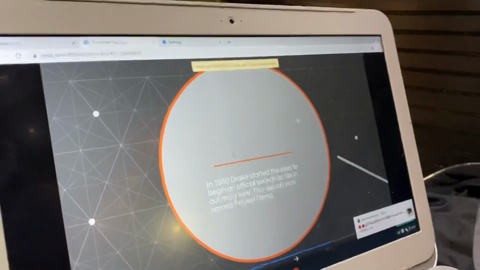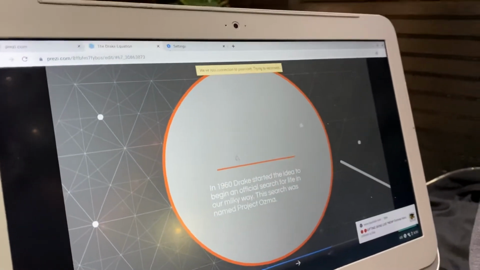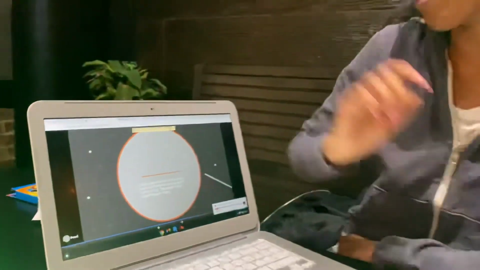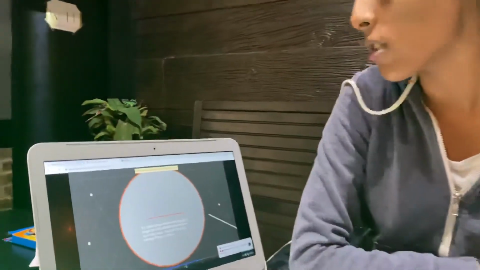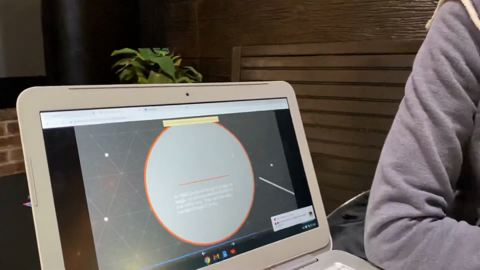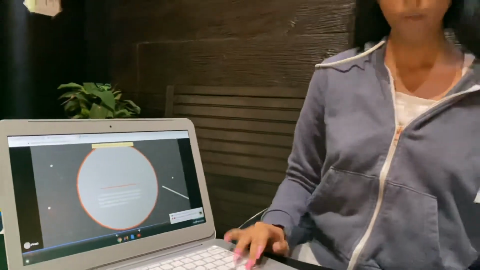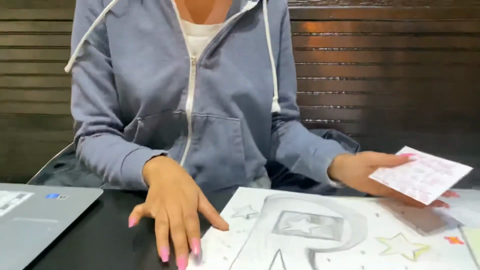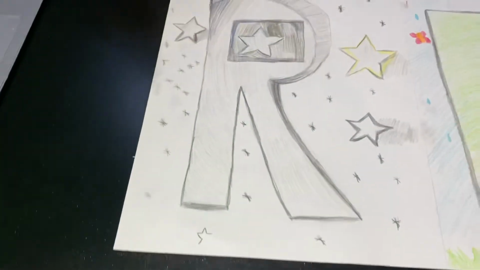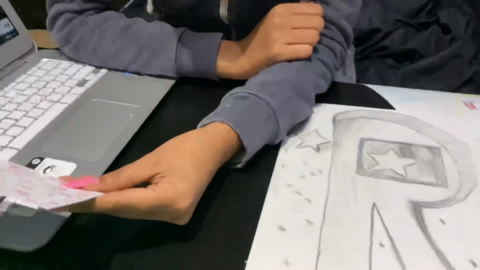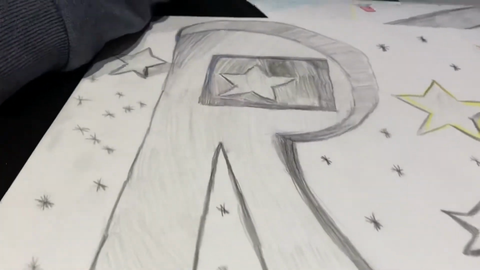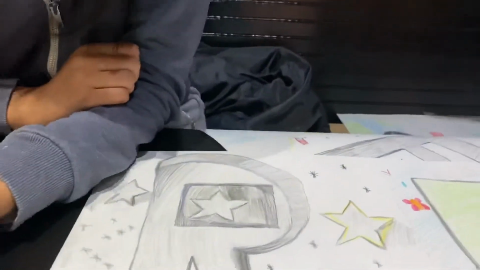So in 1960, Drake began to start on basically the Drake equation. He began the official search for life in our Milky Way, and this project was called Project Ozma. So the first one we're going to talk about is variable R. Now, variable R is the rate at which suitable stars are born. This picture represents this idea by showing several stars that could be good for life.